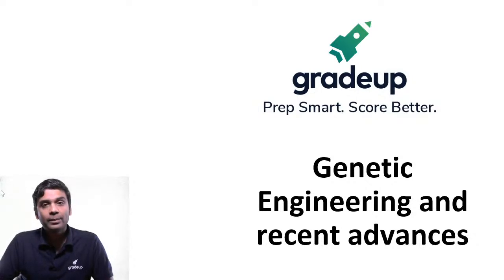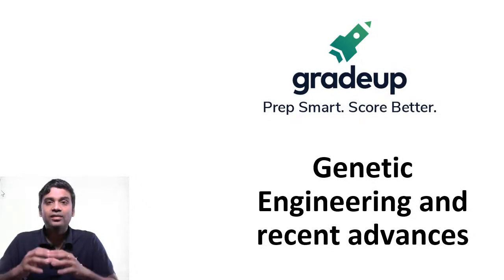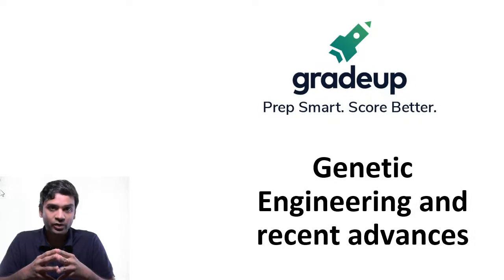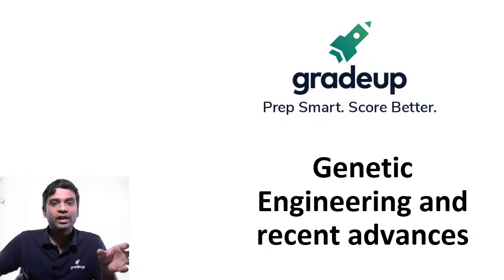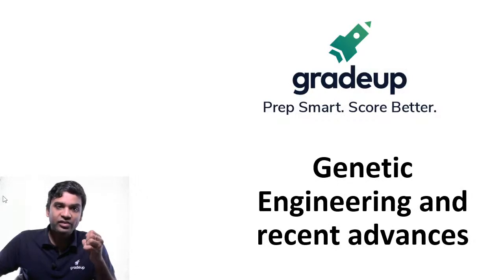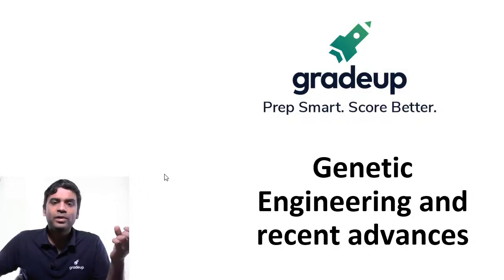And this year, it becomes even more important as the Nobel Prize in Chemistry 2020 was awarded to two women for their work on CRISPR-Cas9, which is basically the central poster boy of genetic engineering or rDNA technology. So let us begin our class where we shall see how genetic engineering came up and what the various applications of it are. And we shall also solve some previous year prelims questions from this topic.